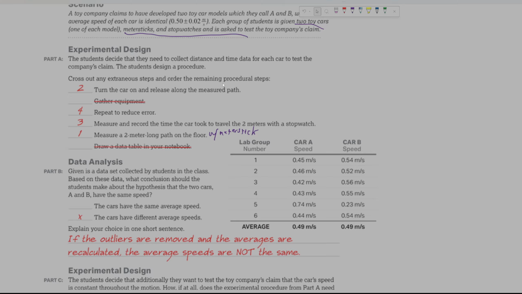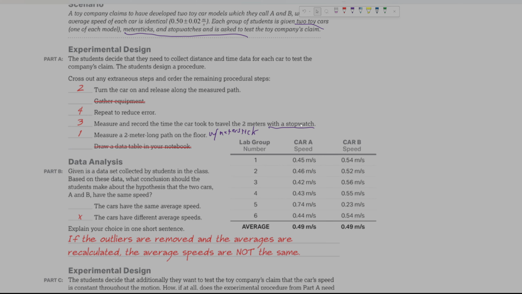Turn the car on and release along the measured path. That is important to do and mention. You can combine these steps, of course, if you like. It's kind of how we do it in class sometimes. Measure and record the time the car took to travel 2 meters with a stopwatch. So in this case, they actually did include the tool or the instrument that you're using, and I think that's a good idea.